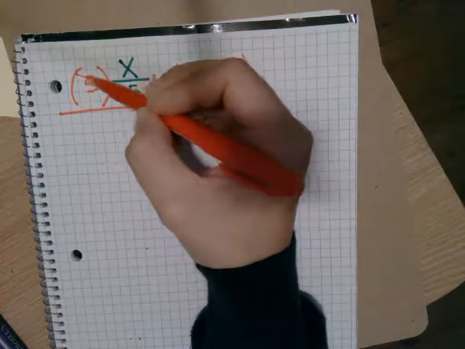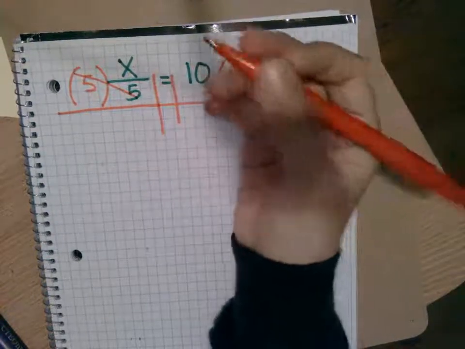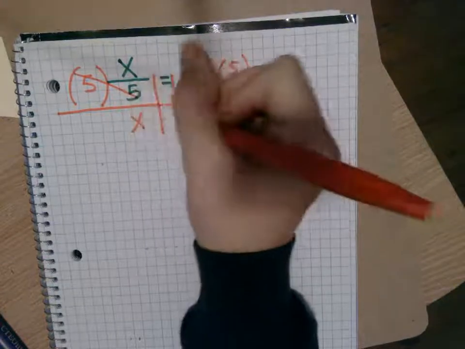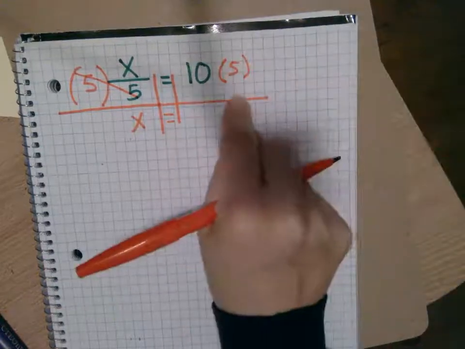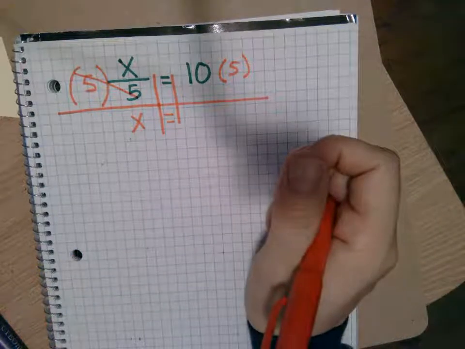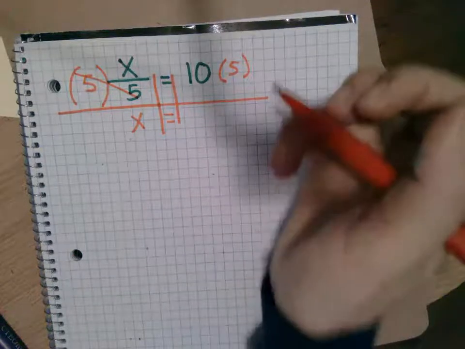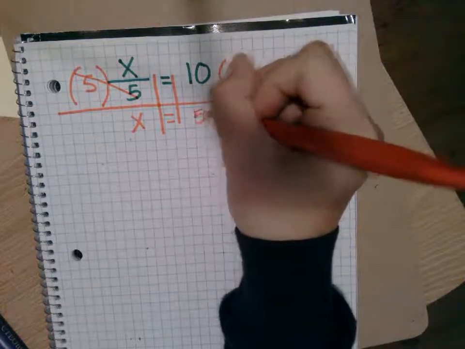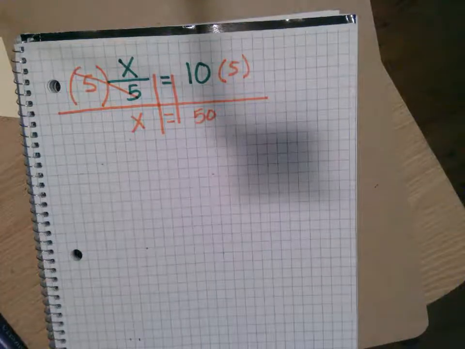So this gets eliminated. It actually gives me a 1, and I'm left with x all by itself. And on this side, I get to do the math. What's 10 times 5? 50. So our answer is 50, not 2.